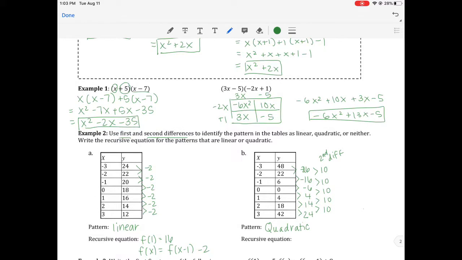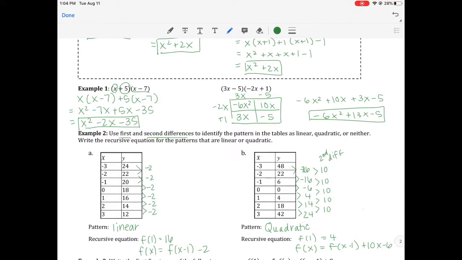Okay, so we need two things for our recursive equation. We need f of 1, which is, in this case, 4. Or you could do f of negative 3 is 48. And then f of x, or f of n, equals f of x minus 1. And then in this case, we're adding something linear. That second difference, which is 10, is going to be the slope of it. So we're going to have a 10x. And then we just got to figure out, well, how do I adjust that, right? So in this case, we are adjusting it negative 6.